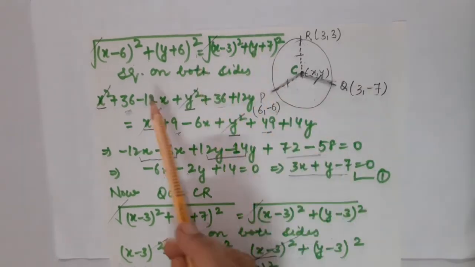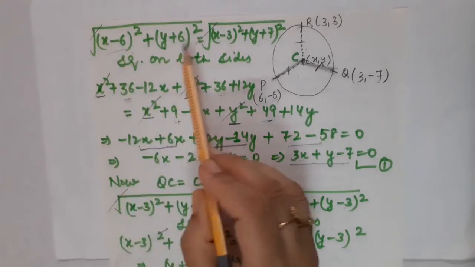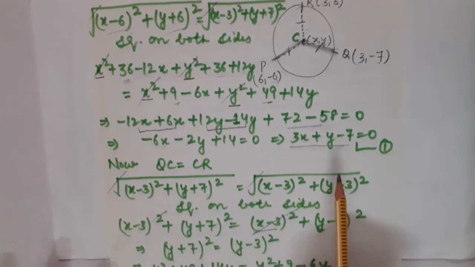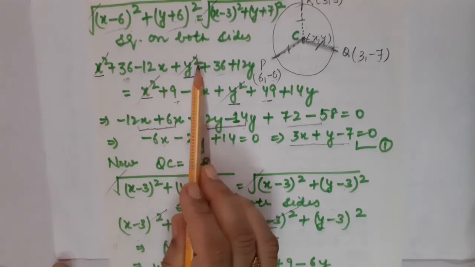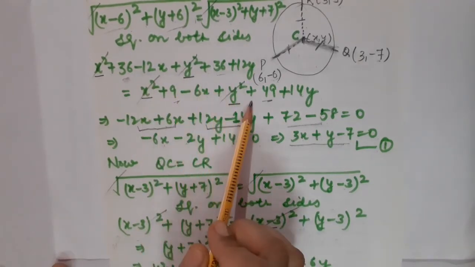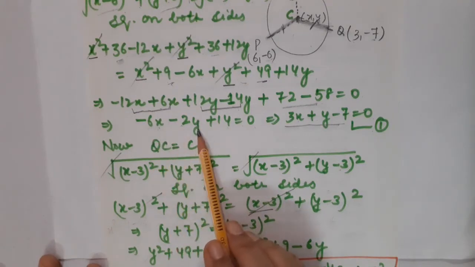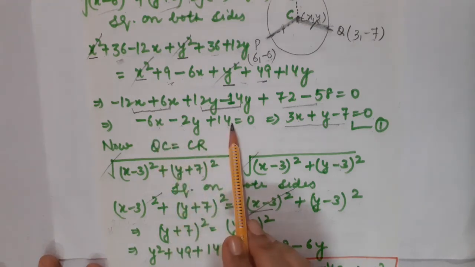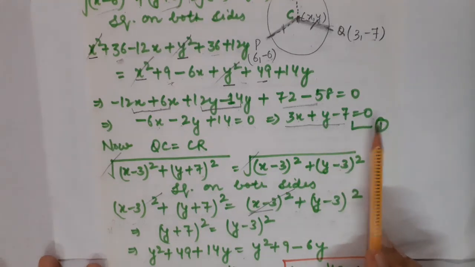While squaring on both sides, children, here I am applying (a minus b) whole square and here I am applying (a plus b) whole square. Correct? That you know how to apply. So ultimately, after solving it, x square and x square will be cancelled, y square and y square will be cancelled. So I have got the expression minus 6x minus 2y plus 14 is equal to 0. Taking minus 2 as common, I have got 3x plus y minus 7 is equal to 0. Let us consider it as equation number 1.